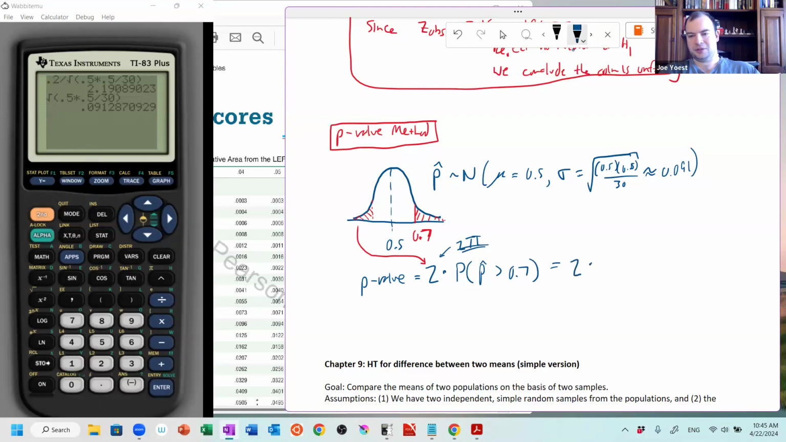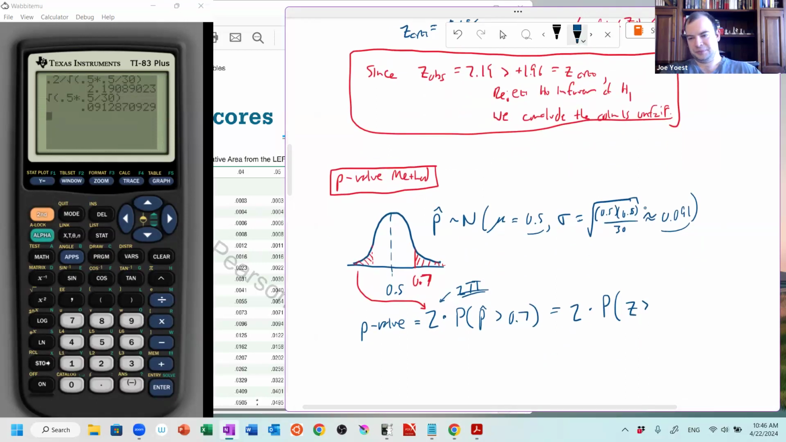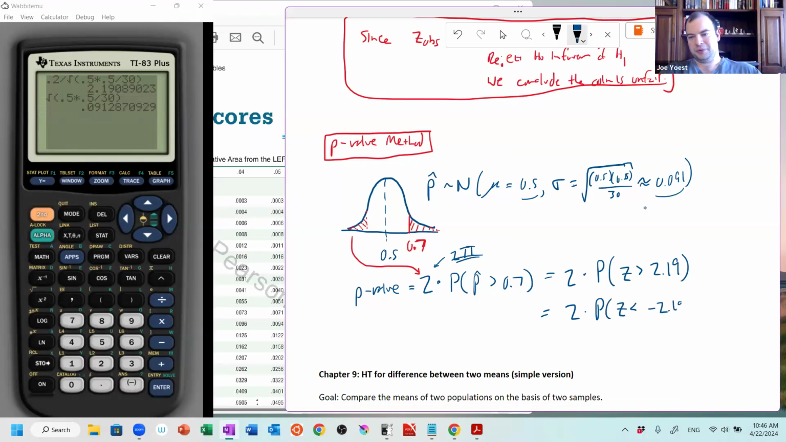But I notice this is just twice the probability that z is bigger than 0.7 minus the mean of 0.5 over the standard error of 0.091, which is actually just z observed. That's what we computed up here already, 2.19. And maybe here I'll use symmetry and make this twice the probability z is less than negative 2.19. I can do that, no problem.